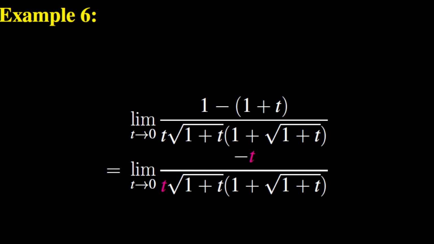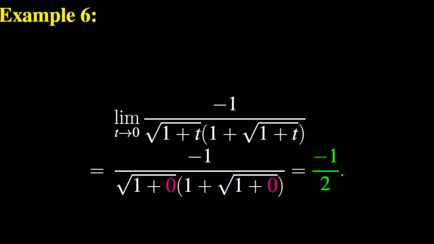It appears that t is the common factor in this expression. We simplify t and the new expression is negative 1 over square root of 1 plus t times 1 plus square root of 1 plus t. Now that we have completely simplified this expression, we plug 0 for t to compute the limit. So the limit is negative 1/2.